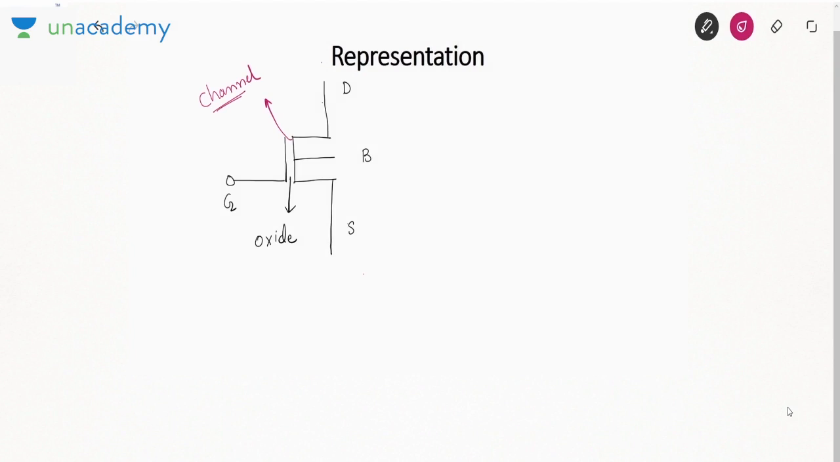Now the body terminal is most of the times connected to the source, and that is why MOSFET will behave as a 3-terminal device. If the body is shorted to the source, then MOSFET behaves as a 3-terminal device. Okay.